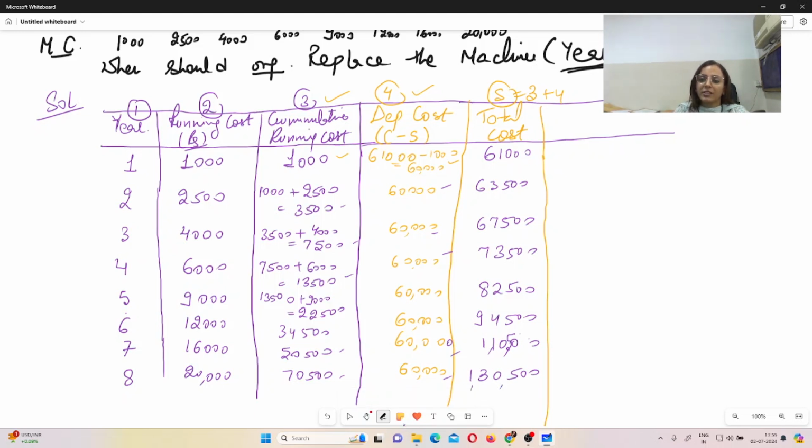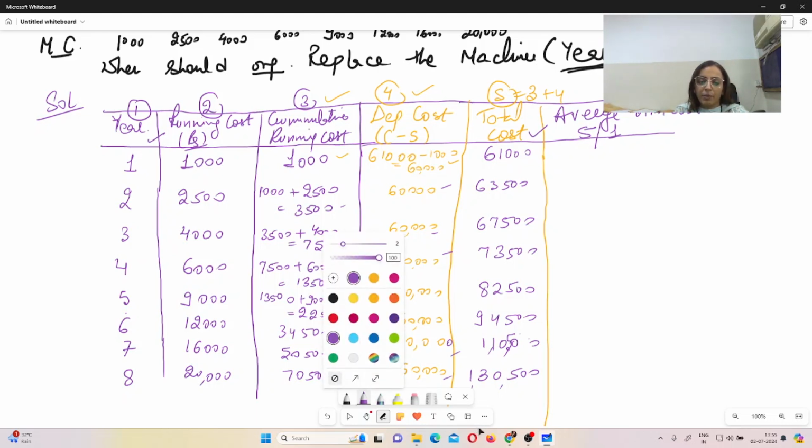Now the last point, the sixth point, we have to calculate is the average annual running cost. We use average because after the total, we have to calculate the average annual cost. The average annual cost is the total cost, point number 5, divided by the year number. Using that formula, we can find the average annual cost.